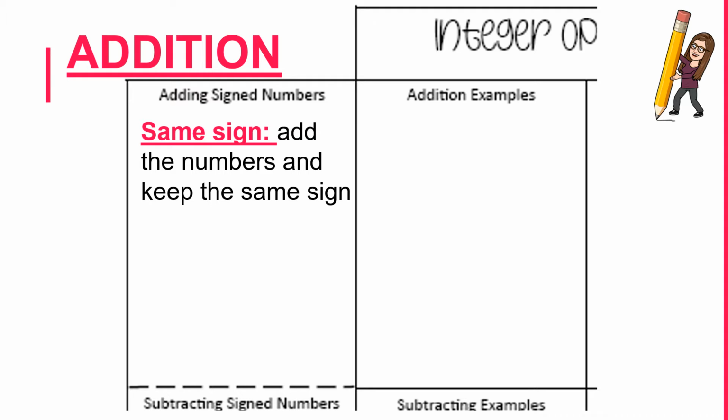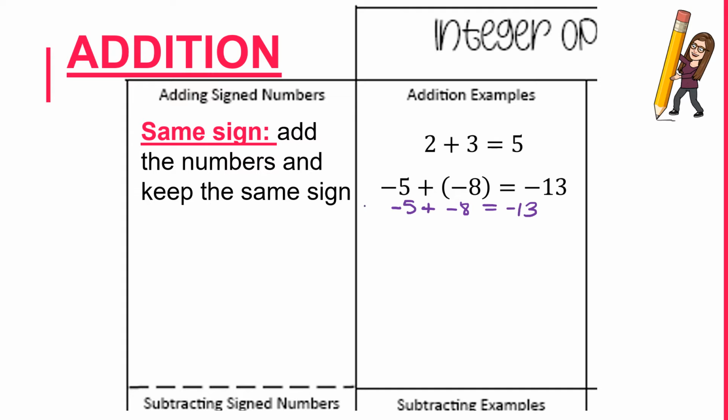Let's go to the right and jot down some examples. Remember, at any point, if you need to pause the video, please do so. Here's an example of a positive plus a positive, and here's an example of a negative plus a negative. Keep in mind that there happens to be parentheses on this, but I'm guessing you won't always use parentheses, and you don't need to. This would also be an okay way to write that example.